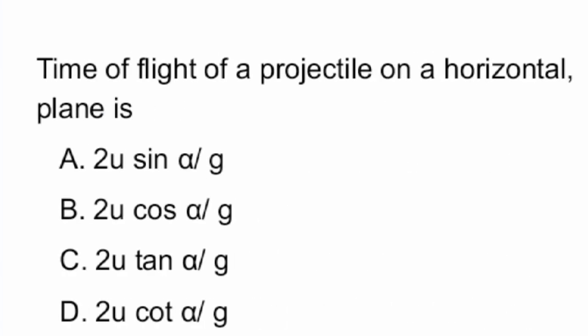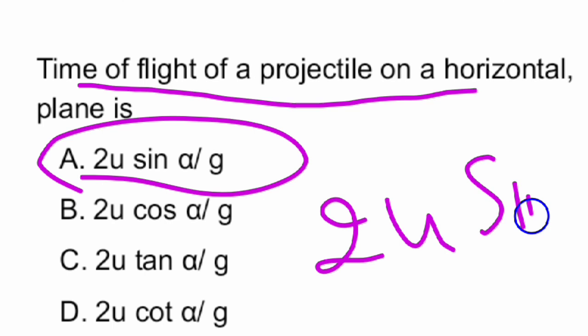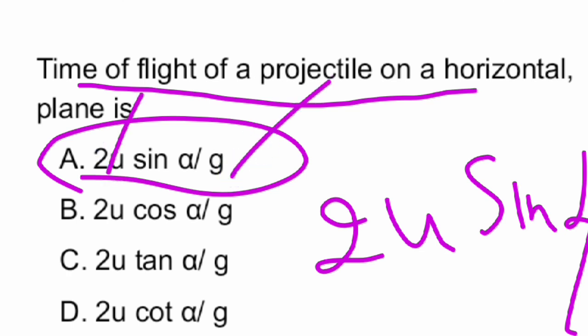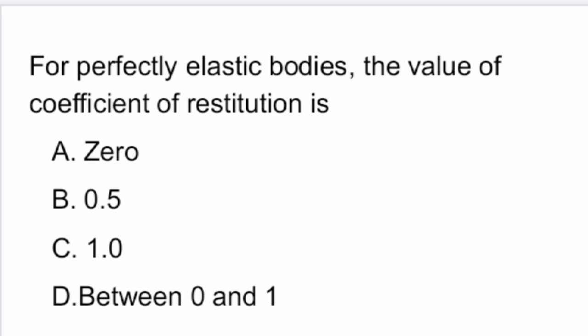Next question, the time of flight of a projectile on a horizontal plane is what? It is 2u sine alpha by g. U is the initial velocity, g is the gravitational acceleration, and alpha is the angle of inclination. That is 2u sine alpha by g. Option A is the right answer.